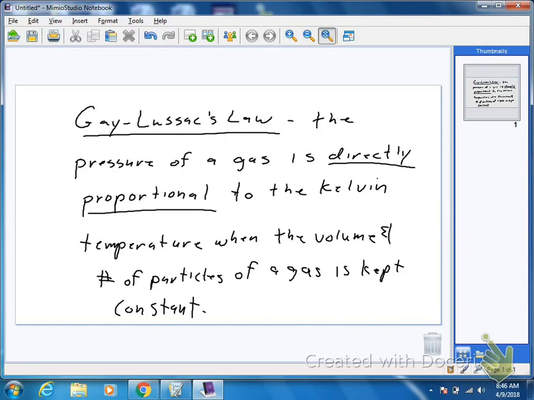So Gay-Lussac's law says that pressure of a gas is directly proportional to the Kelvin temperature. We had to use Kelvin to come up with our constants. When the volume and the number of particles of a gas is kept constant. So we need to keep two things constant during the experiment. We need to keep the volume.